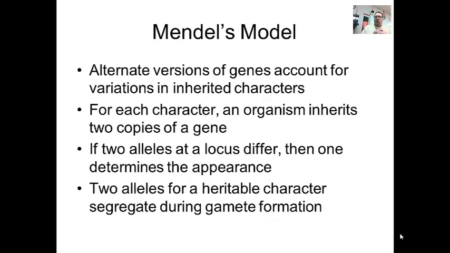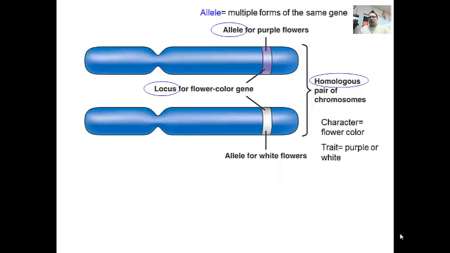Here's what Mendel's belief was in the particulate model: you could have alternate versions of genes accounting for the variations in inherited characteristics. You get at least two copies of the gene. If the two alleles at a locus differ, then one determines the appearance, one is dominant over the other, and they must segregate during gamete formation. Now that's kind of telling you what we're going to find at the end.